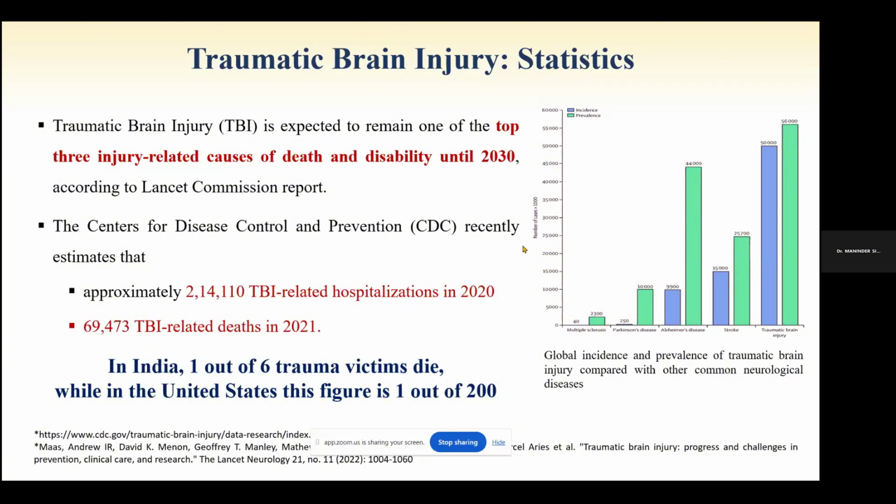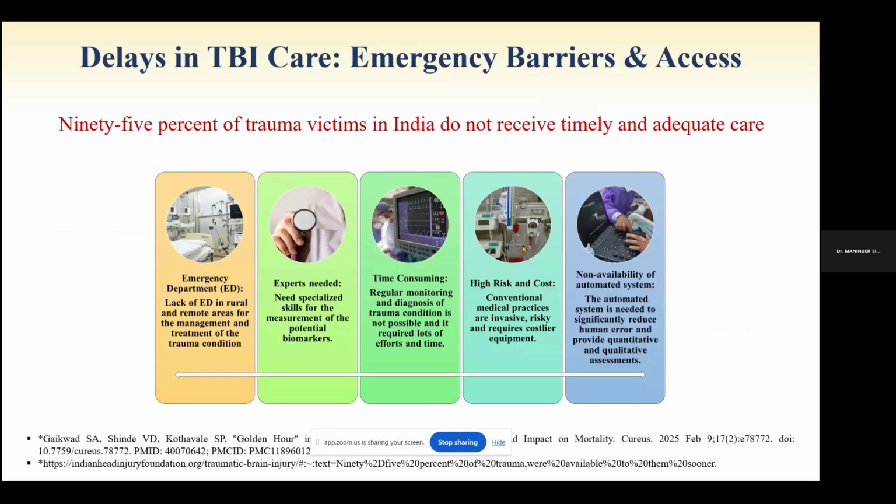And we can say the major cause for such figures is that in India there is a delay in traumatic brain injury care. And the important thing is that 95% of trauma victims in India do not receive timely and adequate care. If you think about a rural area, for example, and you suddenly get a road accident, what are the major causes you can think of?